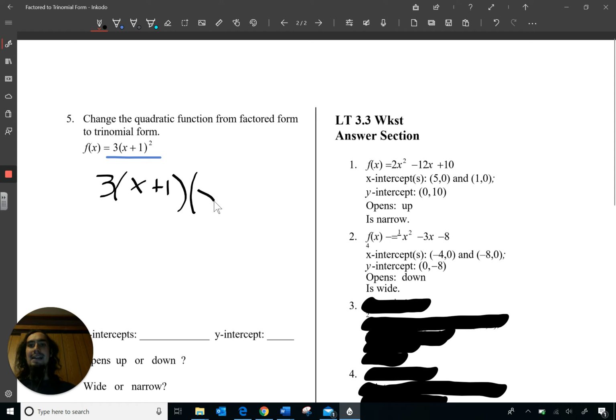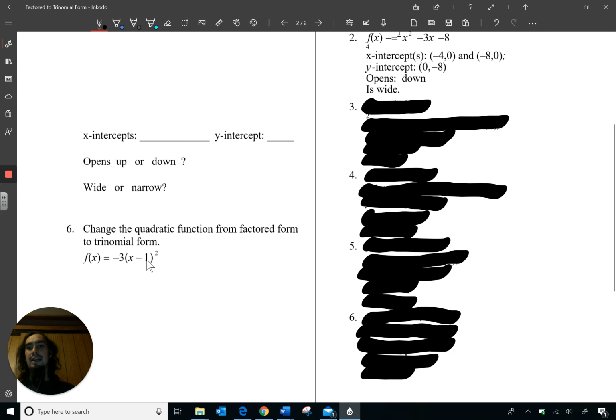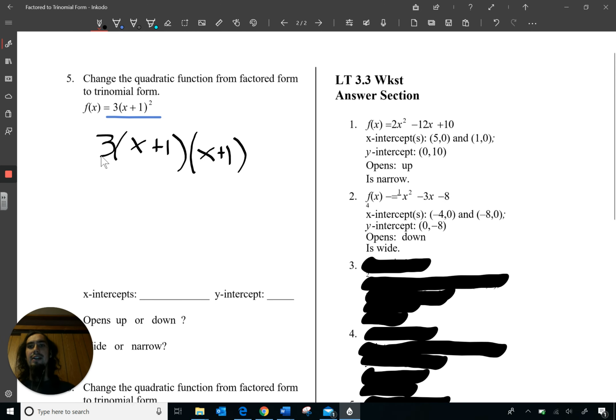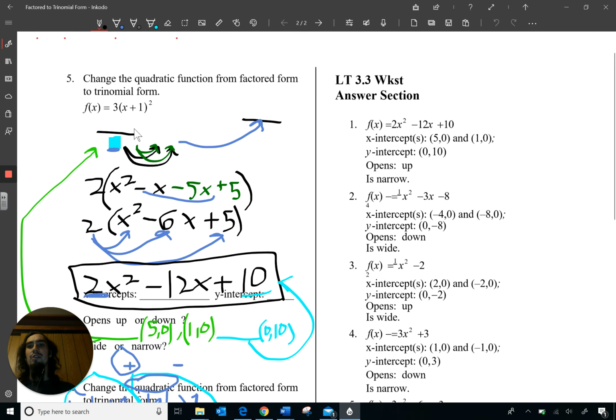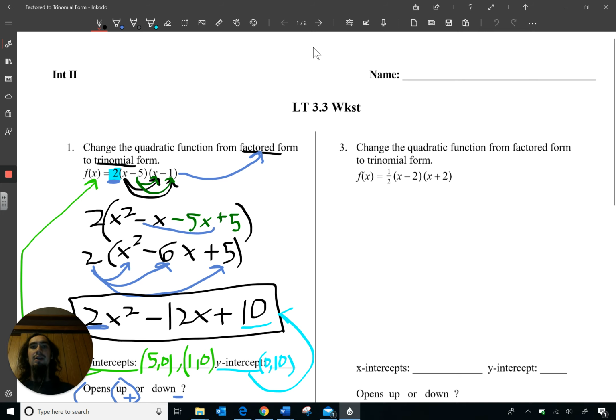So we're going to do that exactly the same here. If you see x plus 1 squared, that means you're going to do x plus 1 times itself. So that's exactly what I'm writing here, x plus 1 times itself. So this one will be x minus 1 times x minus 1. And then the 3 hangs out in the front, and now it looks just like this example here.